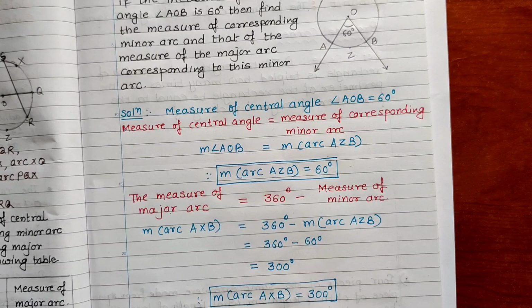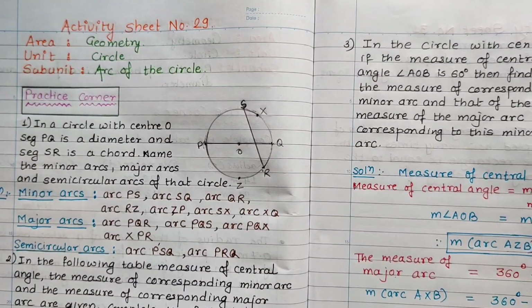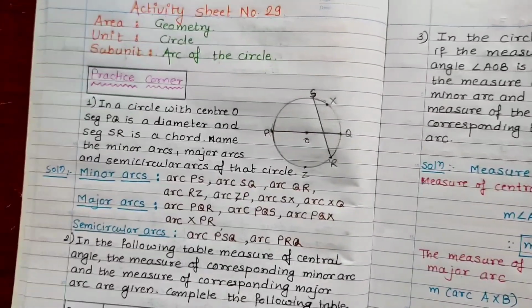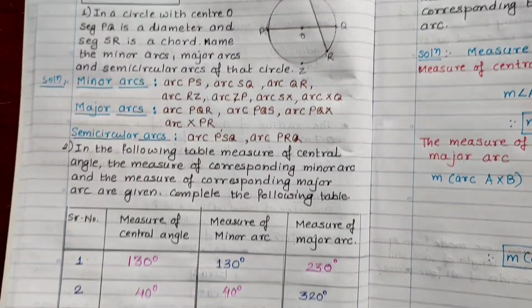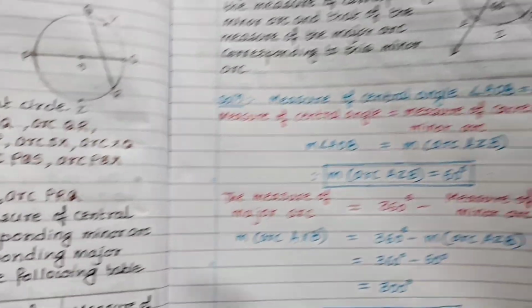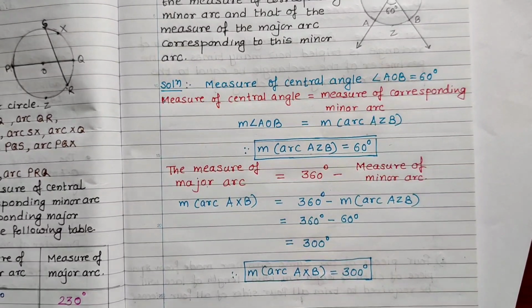So in this way we have completed our activity sheet number 29 in this video. 28 and 29 together we have completed in this video. The next sheets we will solve in our next video.